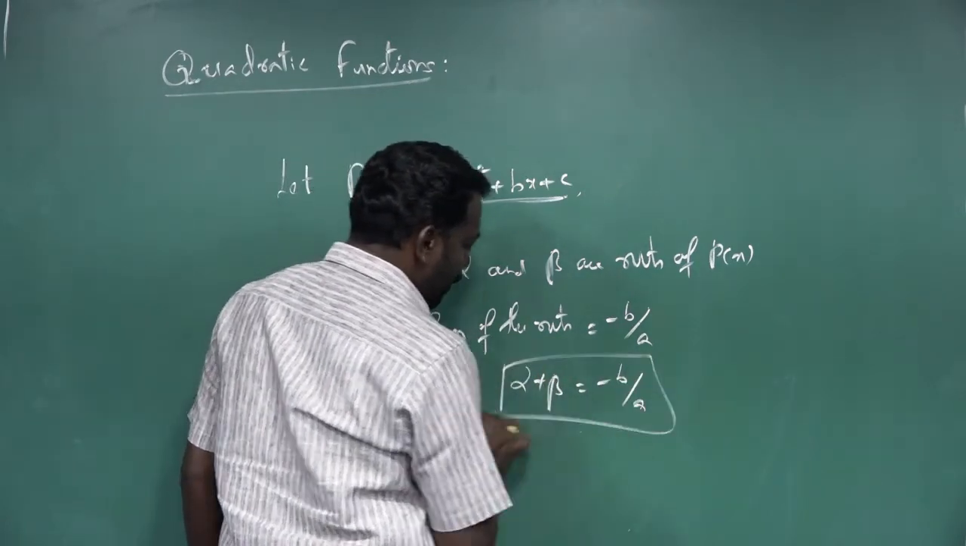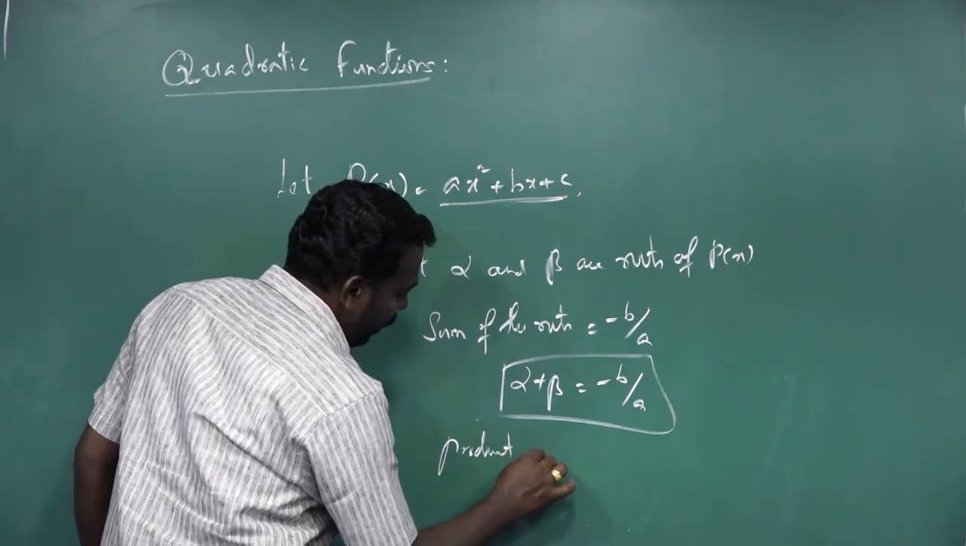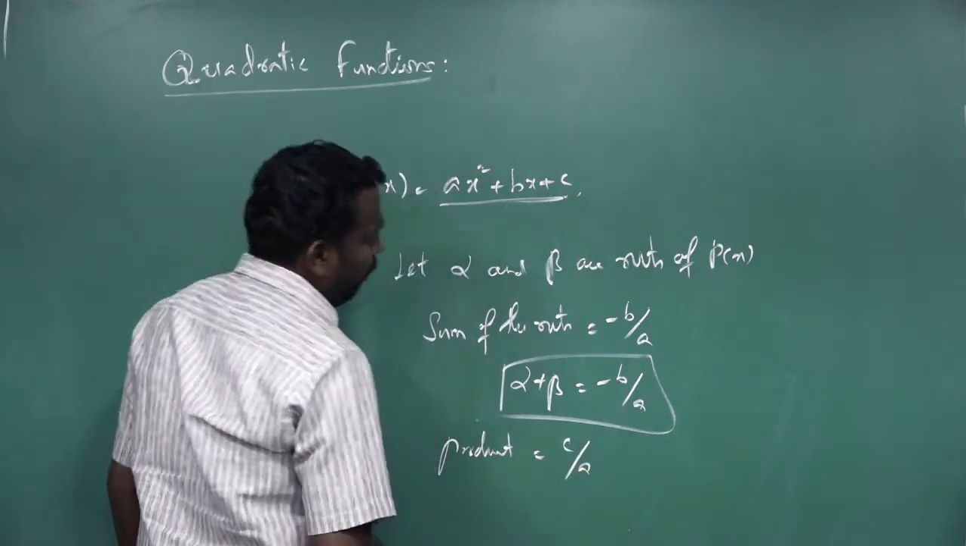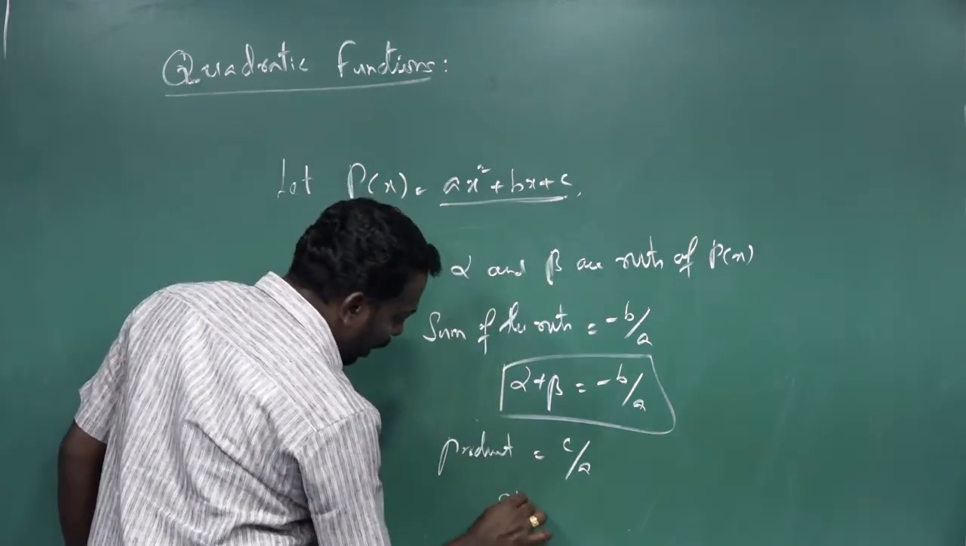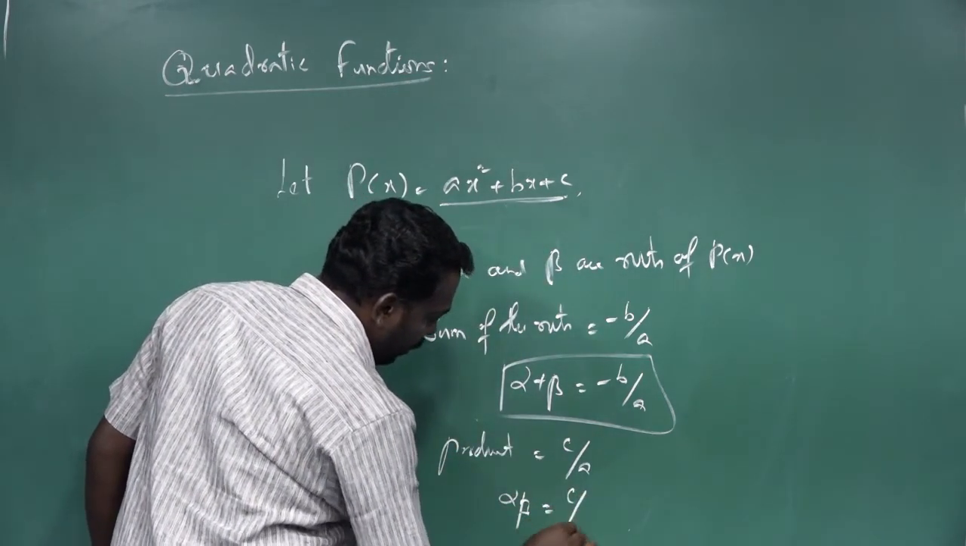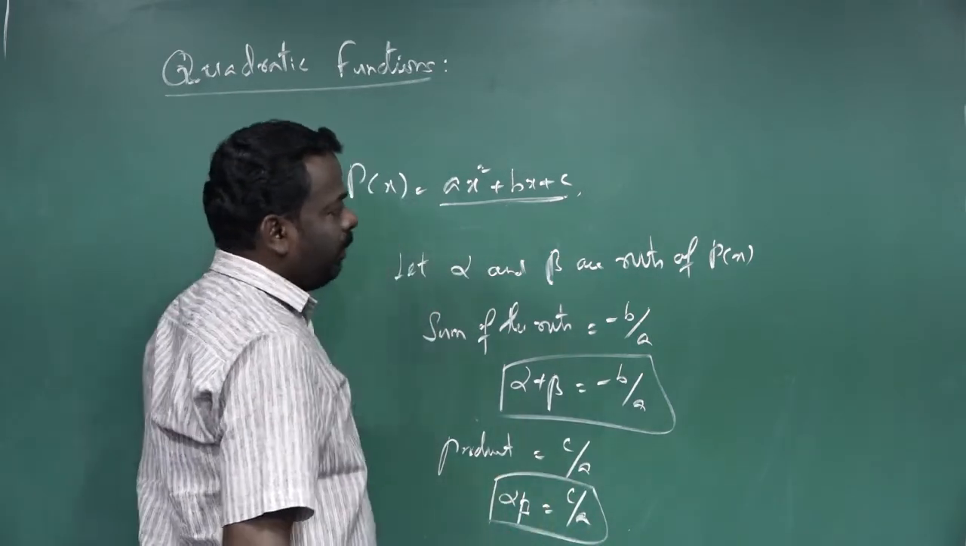We know the summation. Then the product is defined by c by a. The product of the roots, alpha beta, is called the product, that is equal to c by a. This is called the sum and the product.